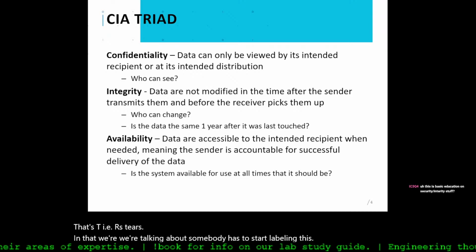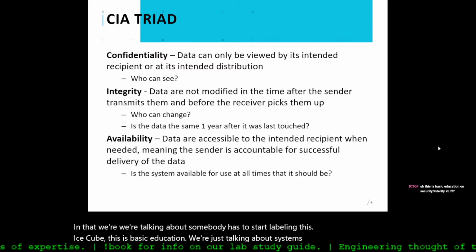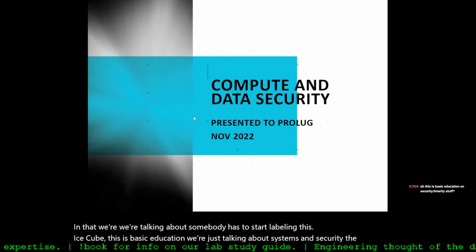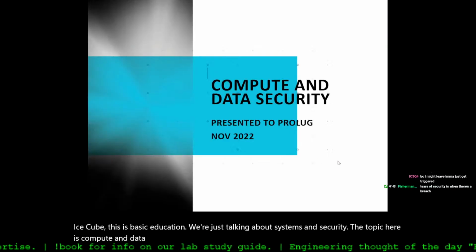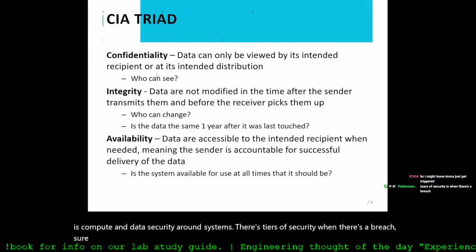This is basic education. We're just talking about systems and security. The topic here is compute and data security around systems. There are tiers of security when there's a breach. Sure, but now we start to label it.